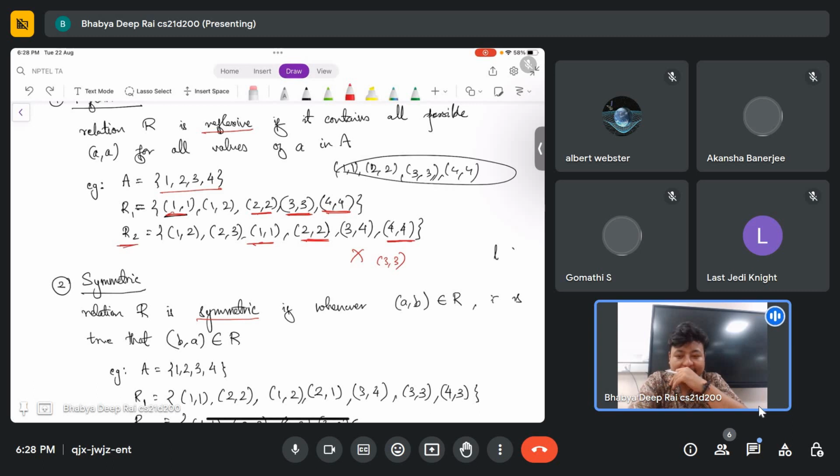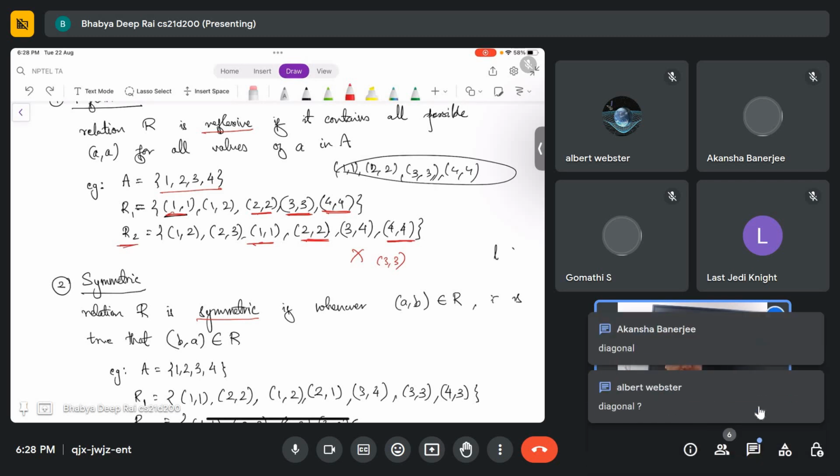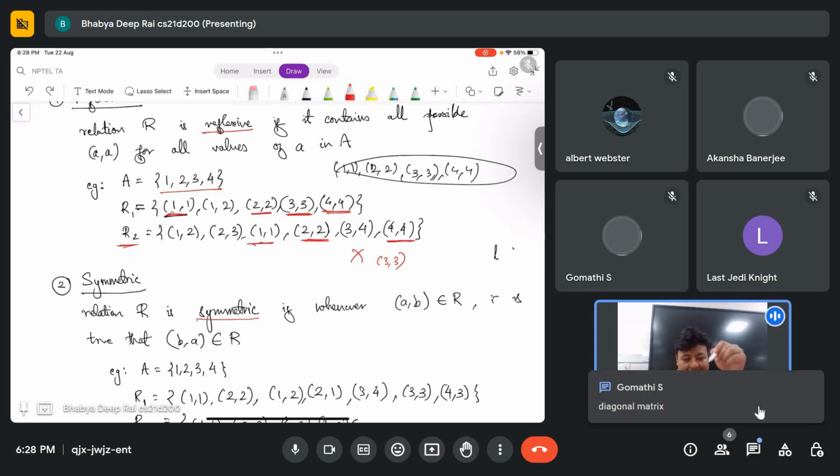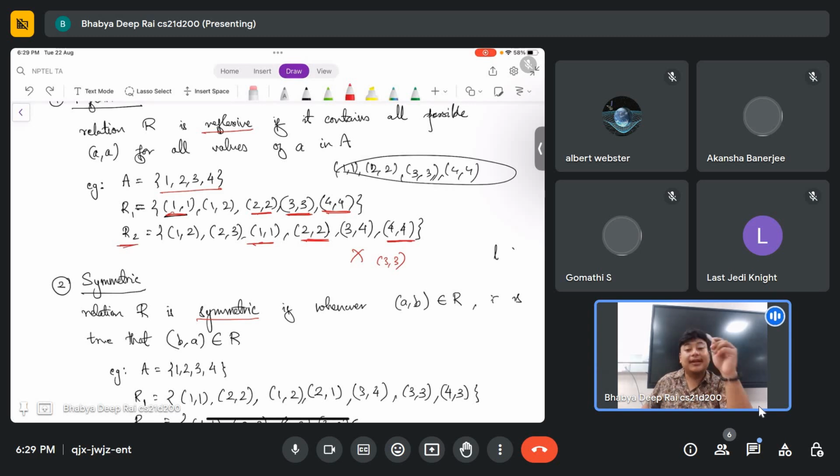So can anyone tell me now, what would the matrix look like for a reflexive relation? I mean, just a peculiar property of a matrix. Yeah, diagonal, Akanksha, Albert. Yeah, right. So we saw before that the diagonal elements actually represent the relationship that an element has with itself.